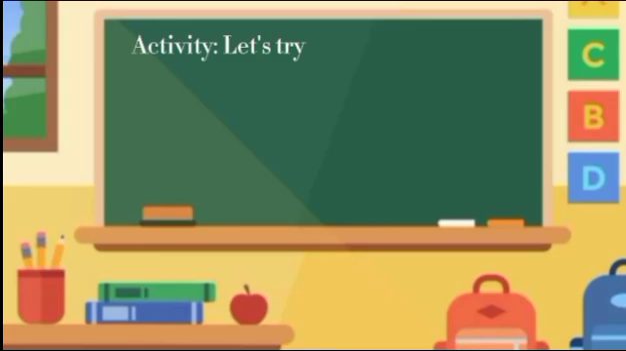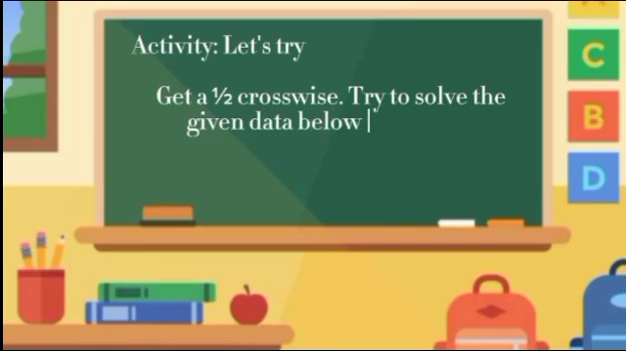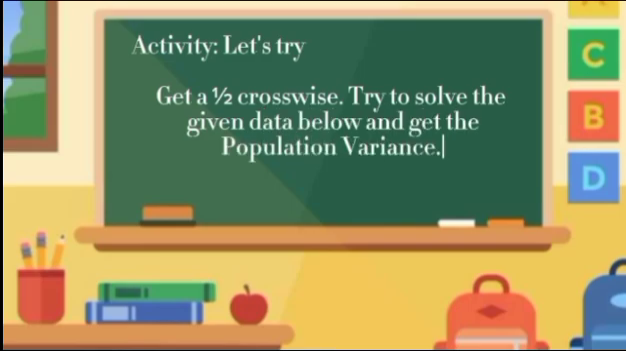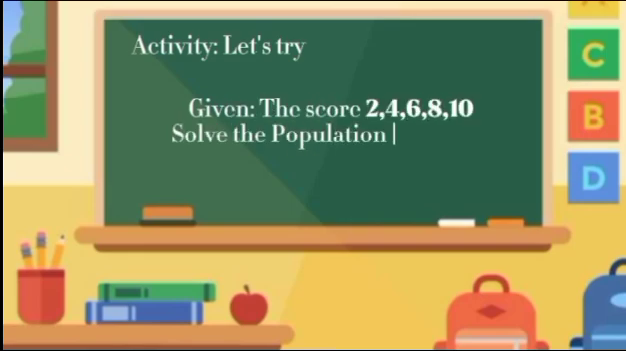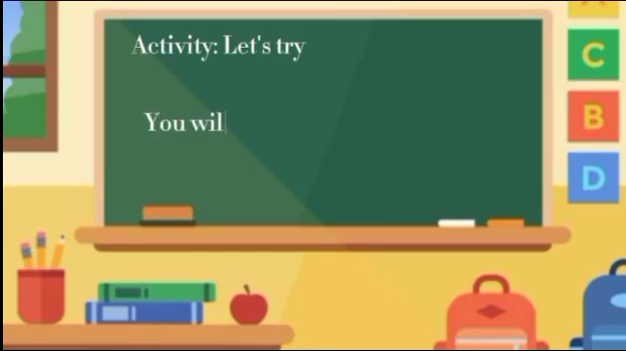Activity, let's try. Get a one-half crosswise. Try to solve the given data below and get the population variance. Given the scores 2, 4, 6, 8, 10, solve the population variance. You will have 10 minutes to answer and the timer starts now.